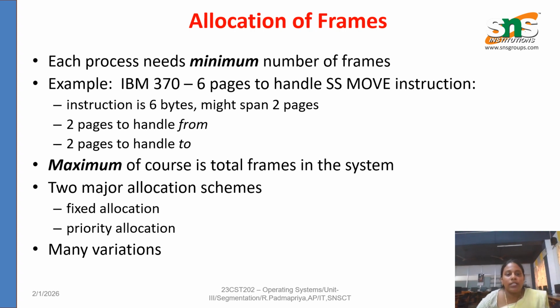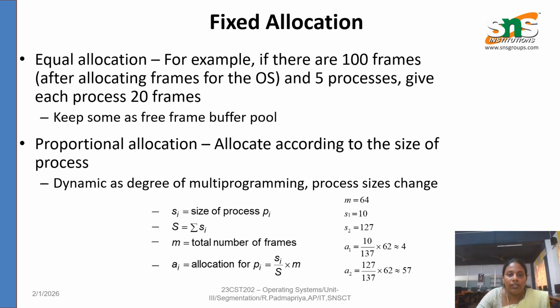In allocation of frames, each process needs a minimum number of frames. For example, on the IBM 370, 6 pages are needed to handle the SS MOVE instruction: the instruction is 6 bytes and might span 2 pages, plus 2 pages to handle from and 2 pages to handle to. The maximum, of course, is the total frames in the system. There are two major allocation schemes: fixed allocation and priority allocation, with many variations.